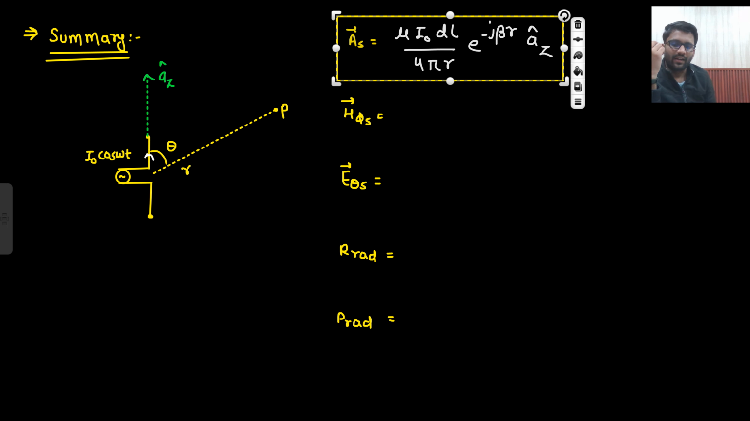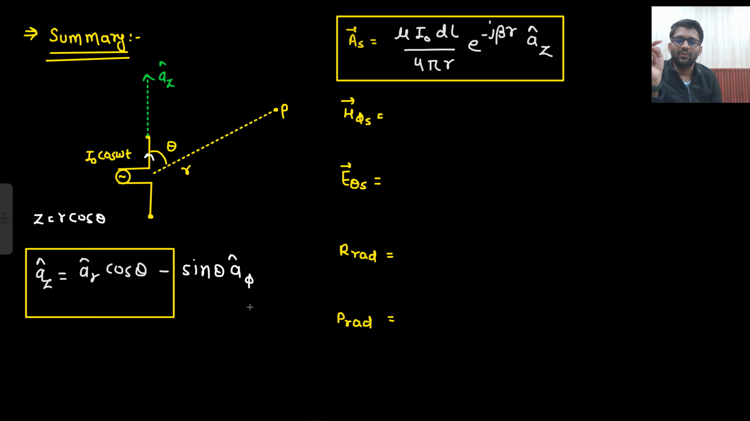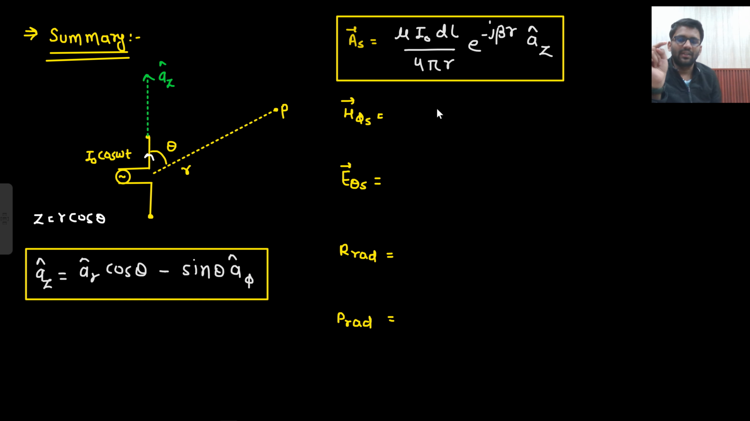So this thing, will you be able to keep in mind? Certainly. And if I need to replace Az cap, how will I replace it? Because what do I remember? That Az cap, z is equal to r cos theta. So from here I can write AR cap cos theta, then the differentiation of this, minus sin theta A theta cap. So this is my Az cap. So this also I can keep in mind. This was the first expression that I need to keep in mind.